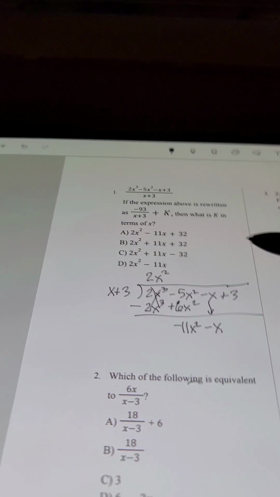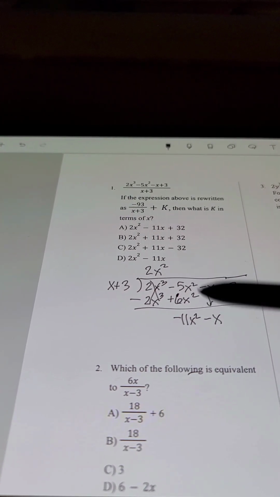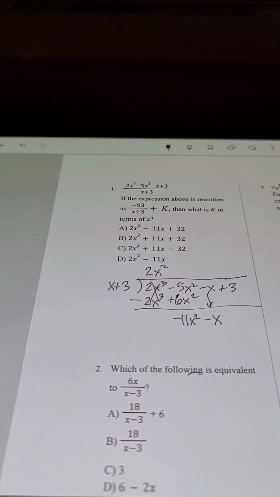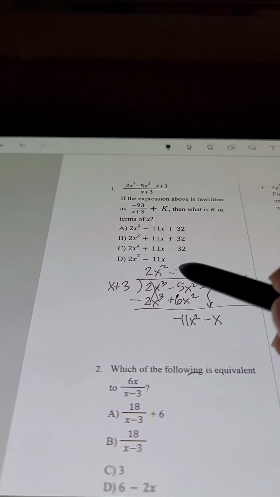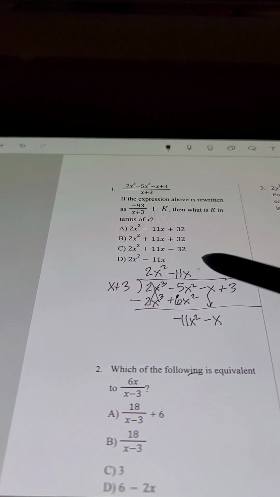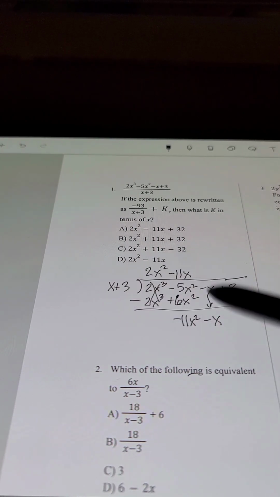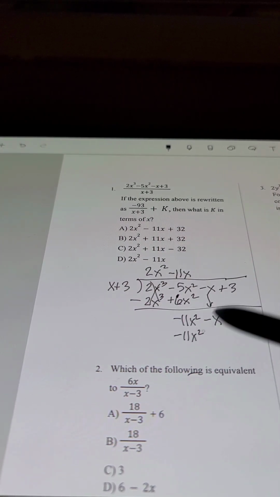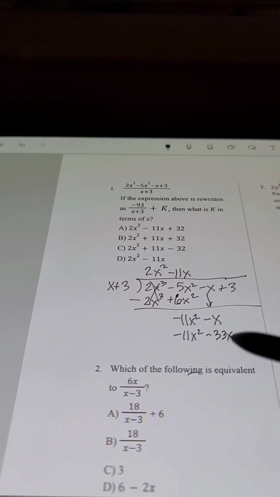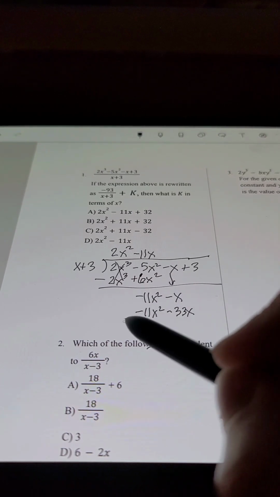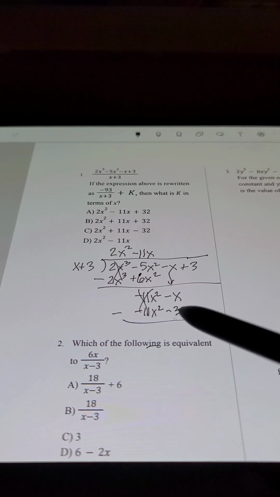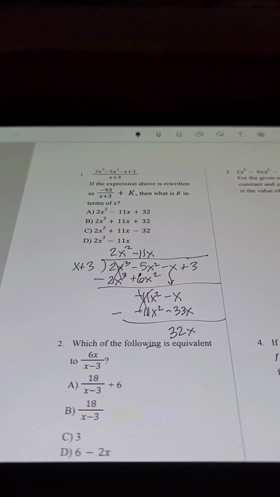So now I need to go through that process again, but this time I'm asking myself, okay, how many times does x fit into negative 11x squared? So that's going to be negative 11x. And then now I multiply negative 11x times all of this. So negative 11x times x is negative 11x squared. Negative 11x times 3 is negative 33x. And then I need to subtract all of this. So then these cancel out, and then minus a minus is a plus. So that would be 32x right there.